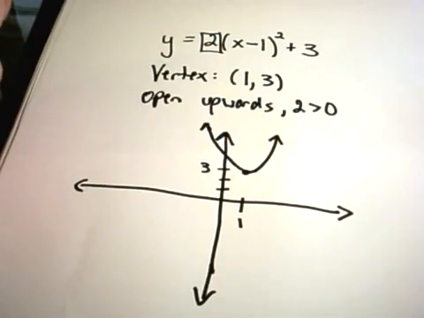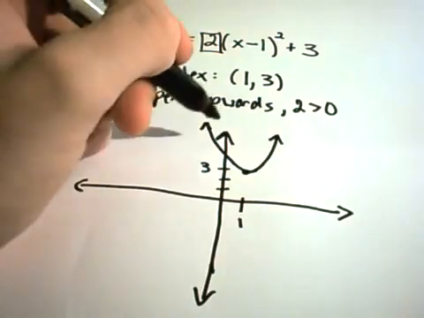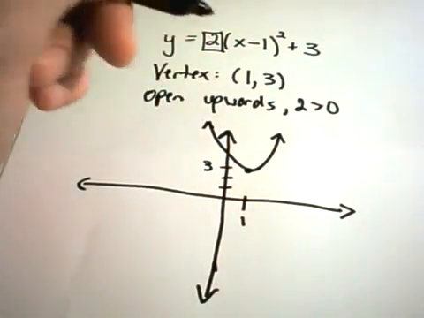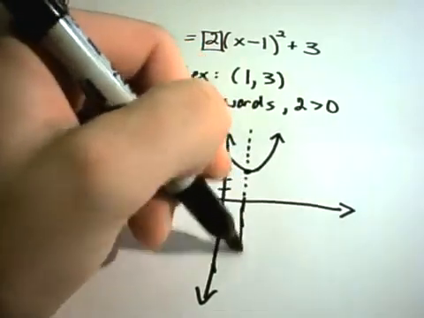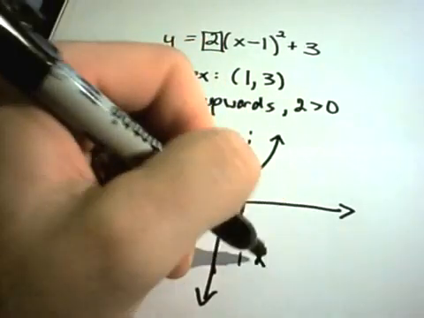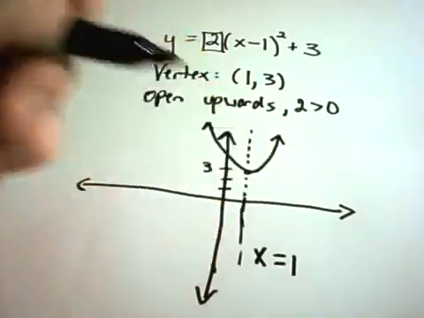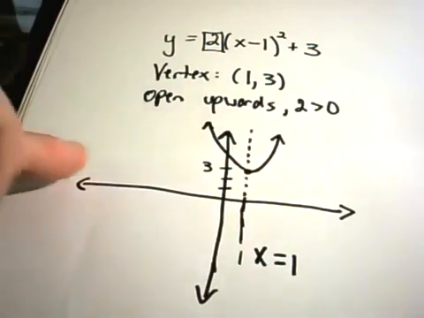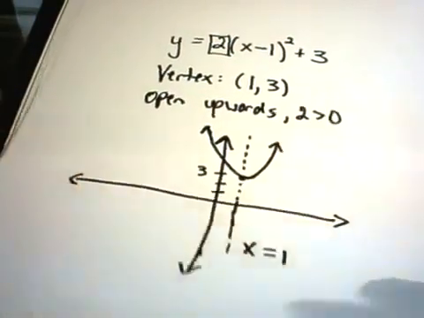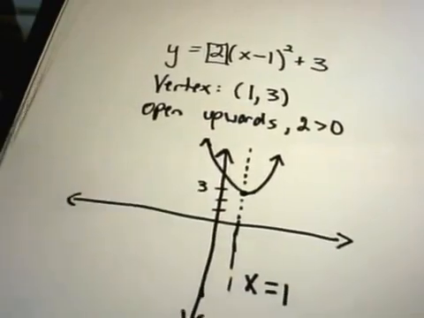Not the best graph in the world, but a rough idea as to what this parabola would look like. Also, whatever the x-coordinate is, notice that this parabola is symmetric about that line. So we would say that the line x equals 1 is the axis of symmetry for this parabola. Okay, maybe let's graph one more, and then we'll talk about putting these things into vertex form by completing the square.